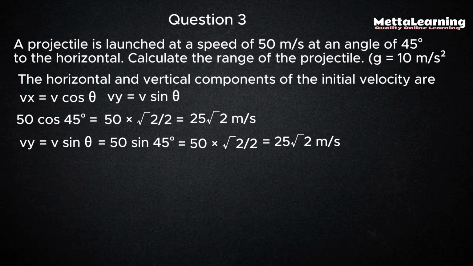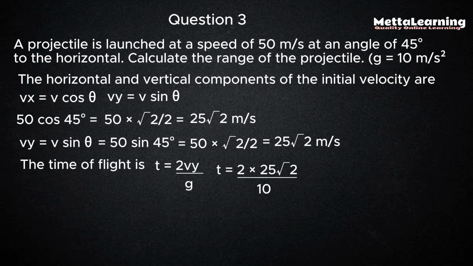Now, the next thing is to calculate the time of flight, T. The time of flight will help us with the range. The time of flight T equals 2 times the initial velocity in the vertical component, all divided by g. So that will be 2 times 25 root 2, all divided by 10. When you divide through, you have the time of flight to be 5 root 2 seconds.